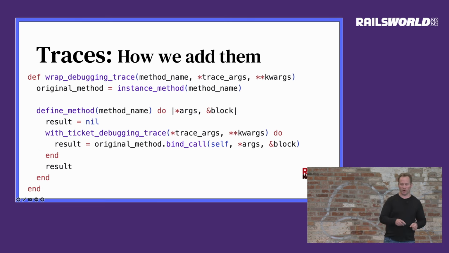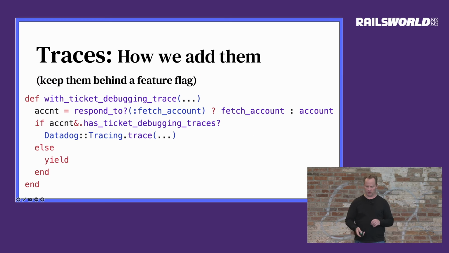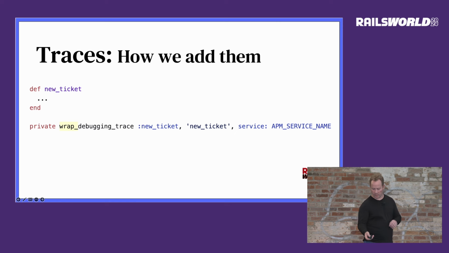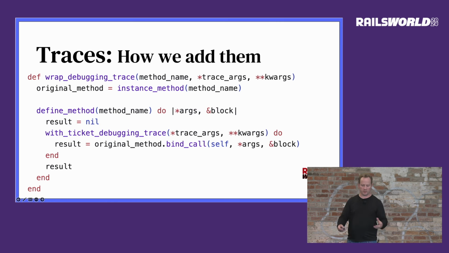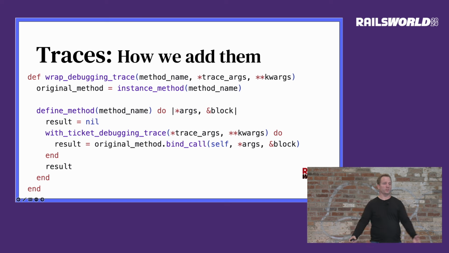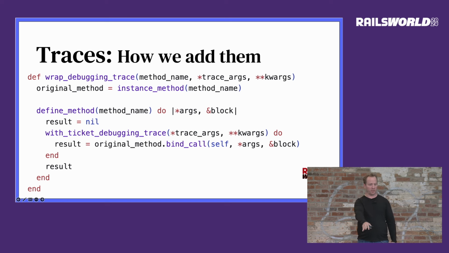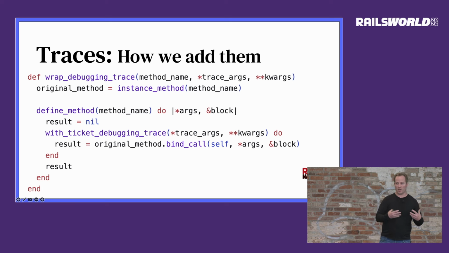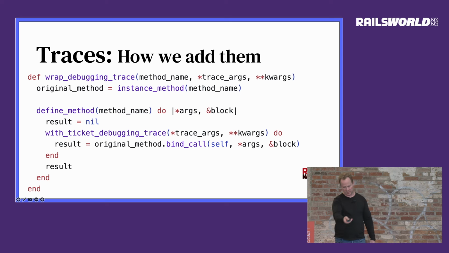Likewise, for wrap debugging trace, which was the implementation I showed, this is what we do. Essentially you redefine the method that you're wrapping the block around. You have the same code as the block notation within this, you redefine the method you're trying to put traces in, and then you call that method within this block with this syntax here.